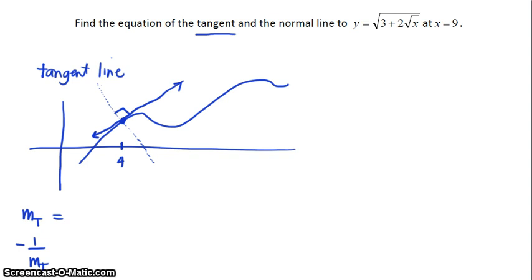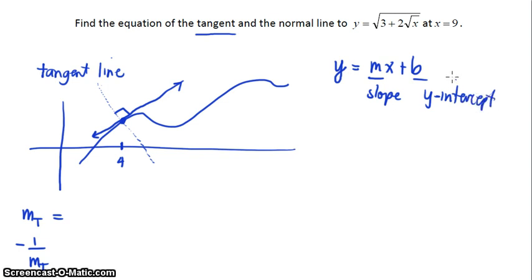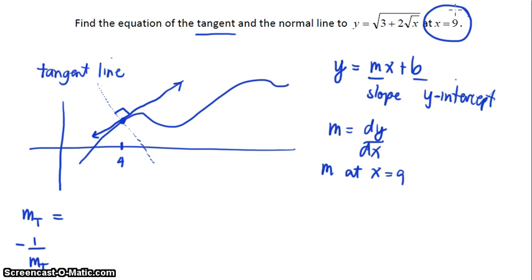Okay, keeping those ideas in mind, we now solve the problem by first finding the equation of the tangent line. Okay, these are lines, therefore we can express them as y = mx + b, where m is the slope and b is the y-intercept. Now in relation to differentiation, m can be obtained from dy/dx, and the slope that we need is the m at x equals 9, because it says here that x is equal to 9.